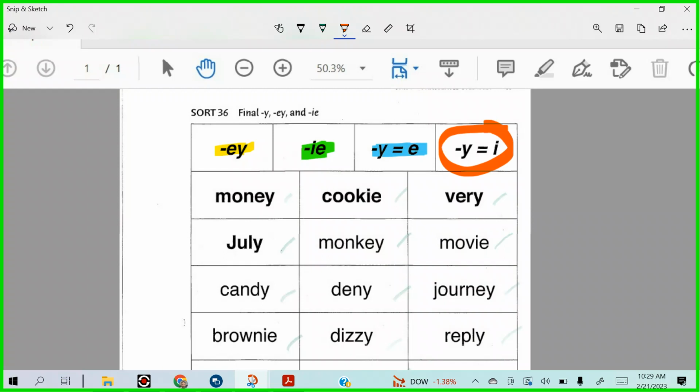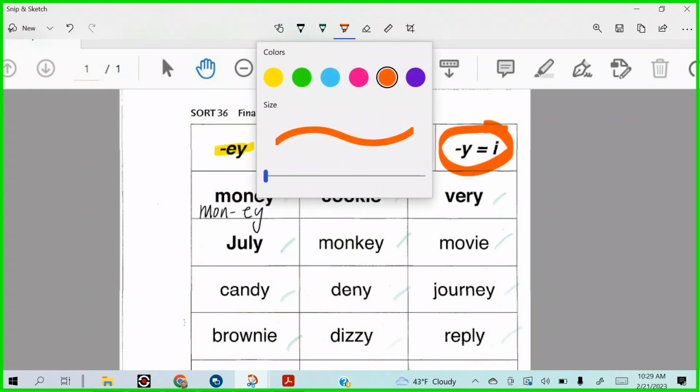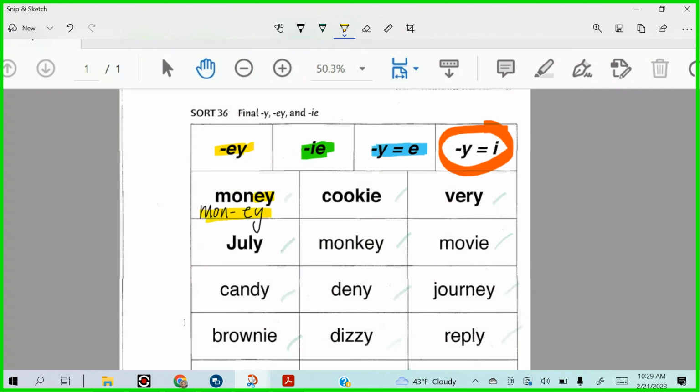All right, so money. Split it up for me. Go ahead, Alexis. M-O-N split E-Y, and what category is that going to get, Gary? That is going to get the yellow ending, right? Yellow category. Cookie. What do you think? Split it, Gary. Cookie. Yeah, I think you're right. C-O-O-K split I-E. Yes, I like it. How about very?